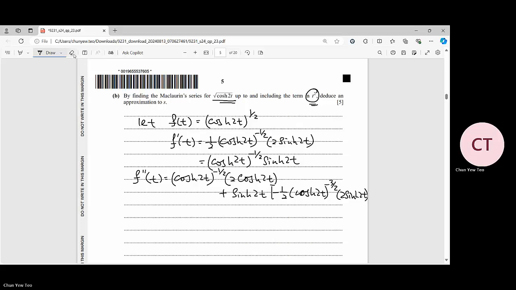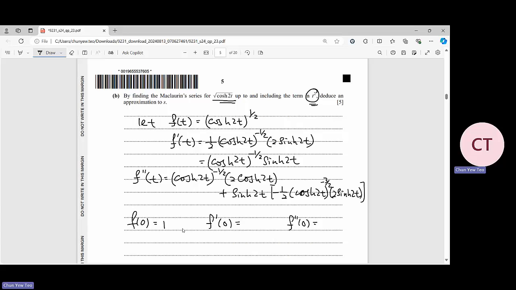Still not enough place. Let me try to squeeze everything inside here. This one will be 2 sine 2t. Now I don't plan to simplify this anymore, because I just need to find out what is f(0), f prime of 0, and f double prime of 0. So if I put f(0) inside the first one here, I will get this one as 1.